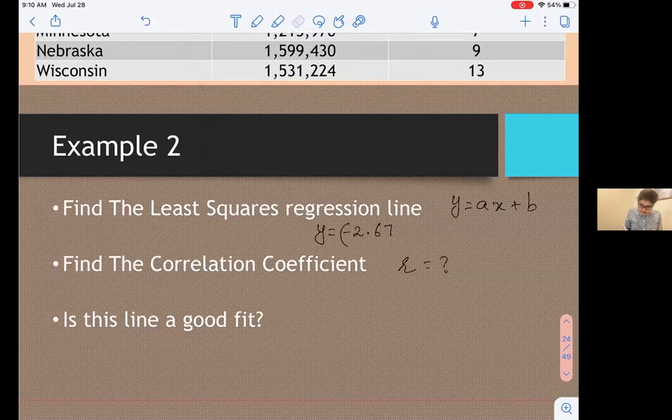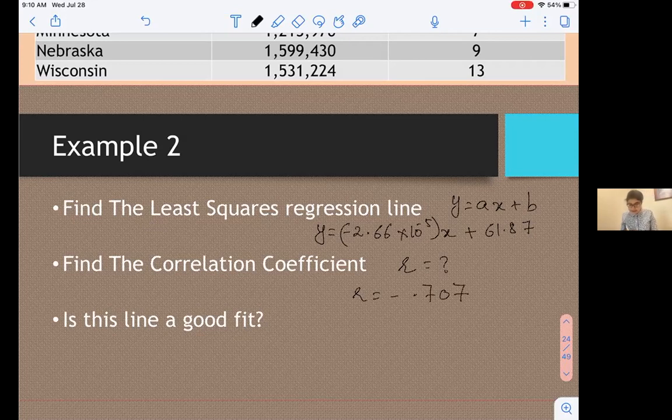266, sorry, this is 266 times 10 raised to power minus 5 x plus b, which is 61.87. This is my least square regression line. And the correlation coefficient R is minus 0.707.